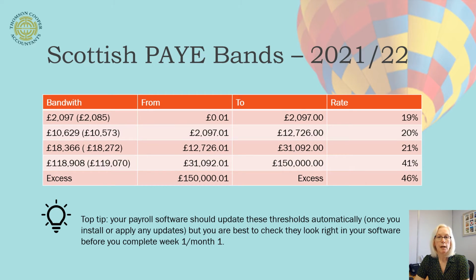The Scottish pay-as-you-earn bands for 2021-2022 are stated there, and only very small changes to the thresholds at which the different tax rates apply. But my top tip for this is that these thresholds should be applied automatically with your payroll update software updates, but do check that the updates have gone through okay by checking your legislation settings in your payroll software.